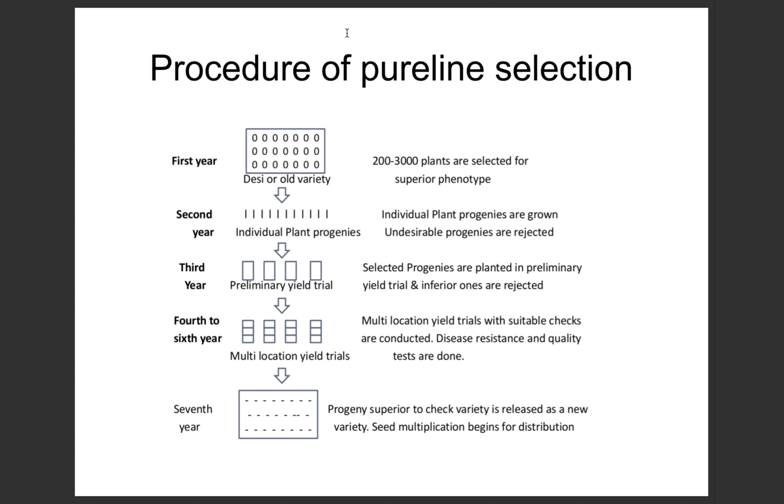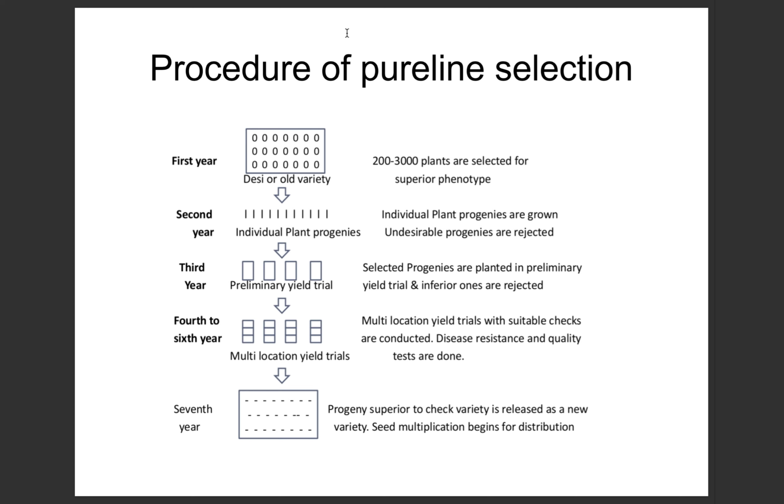And in the seventh year, those varieties or those individuals which were found to be superior with respect to the characters under test were selected and are released as a new variety, and seed is multiplied and is bulked and it is sent for distribution. And this is the procedure for developing a pure line.